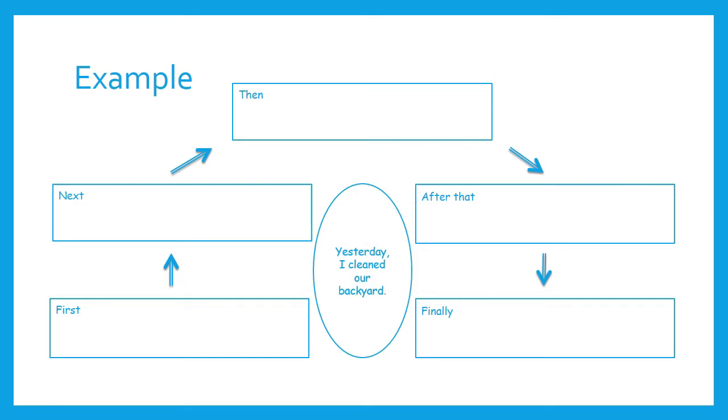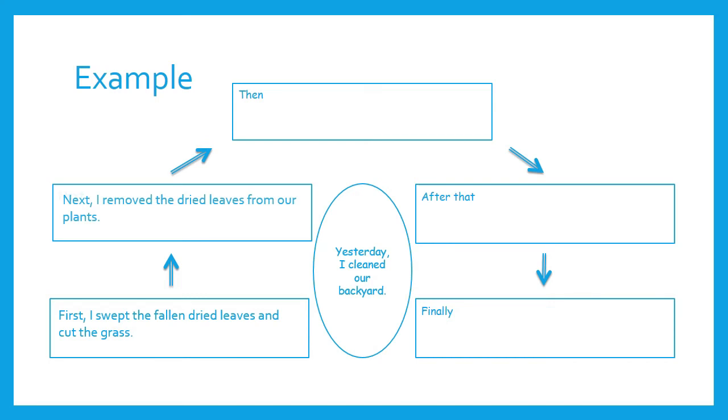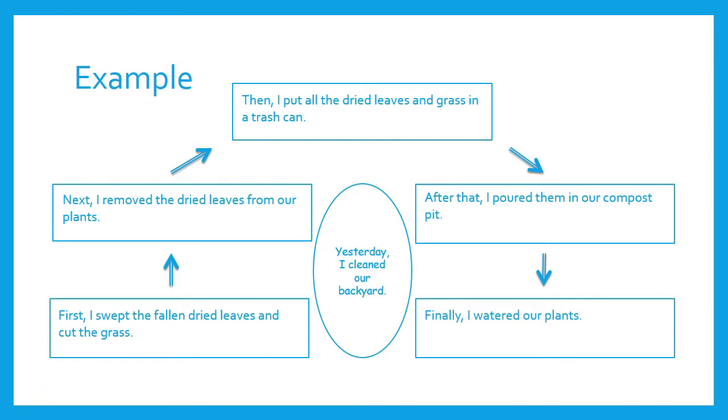Shall we check your answers? Here we go. We begin with, "Yesterday, I cleaned our backyard." First, I swept the fallen dried leaves and cut the grass. Next, I removed the dried leaves from our plants. Then, I put all the dried leaves and grass in a trash can. After that, I poured them in our compost pit. Finally, I watered our plants. Did you do it right? Congratulations! Good job!